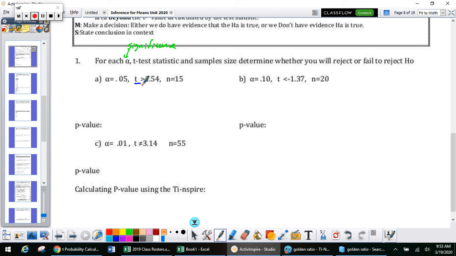They're going to give us a t-test statistic and a sample size, and what we want to determine is, would we reject or fail to reject the H0? So basically, they're asking us to figure out the p-value. Okay, so first, n is 15. That means my degrees of freedom would be 14.